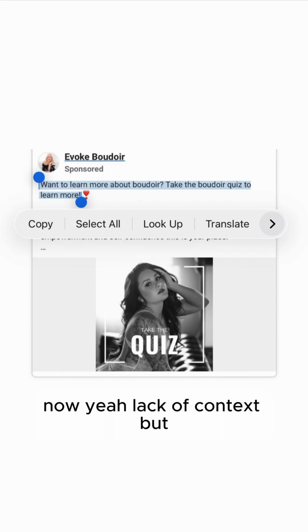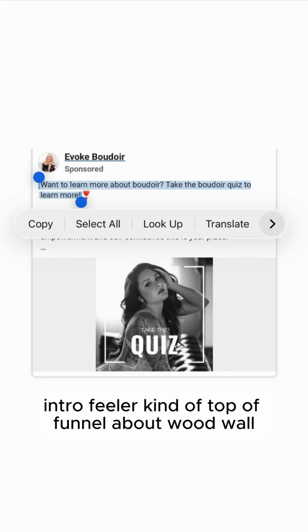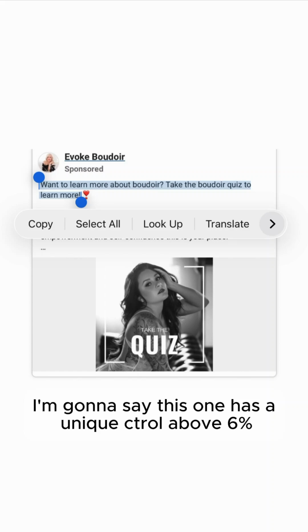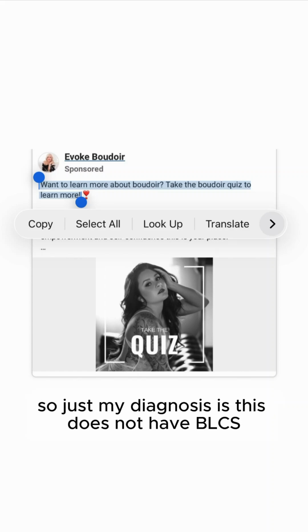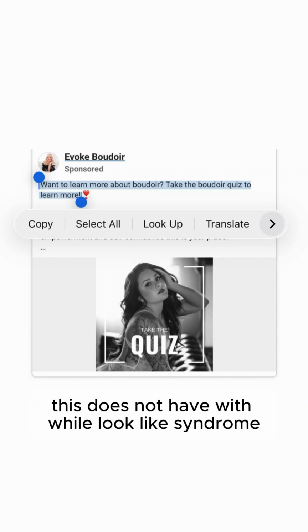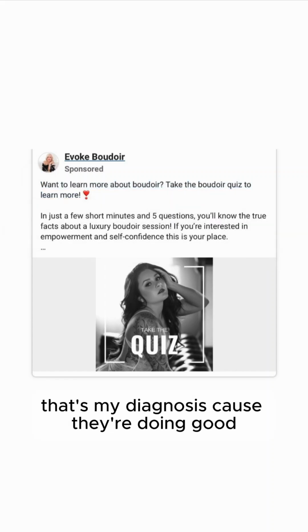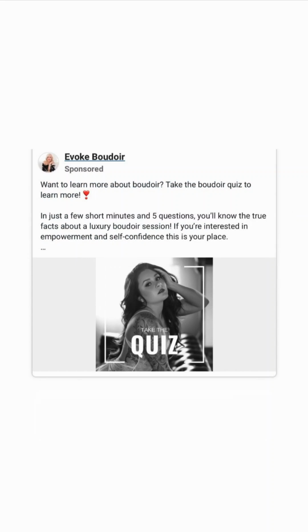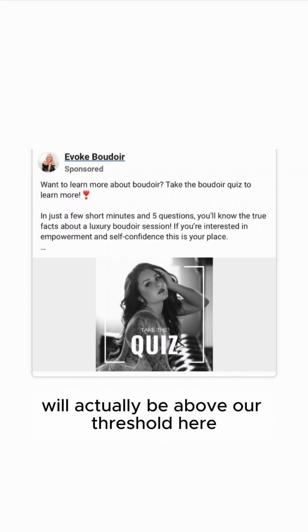Now, yeah, lack of context, but it's kind of an intro feeler, kind of top of funnel about Boudoir. So I'm gonna say this one has a unique CTR above 6%. So my diagnosis is this does not have BLCS. This does not have Boudoir low click syndrome. That's my diagnosis, because they're doing good, they don't have anything below the creative. I believe this one will actually be above our threshold here.